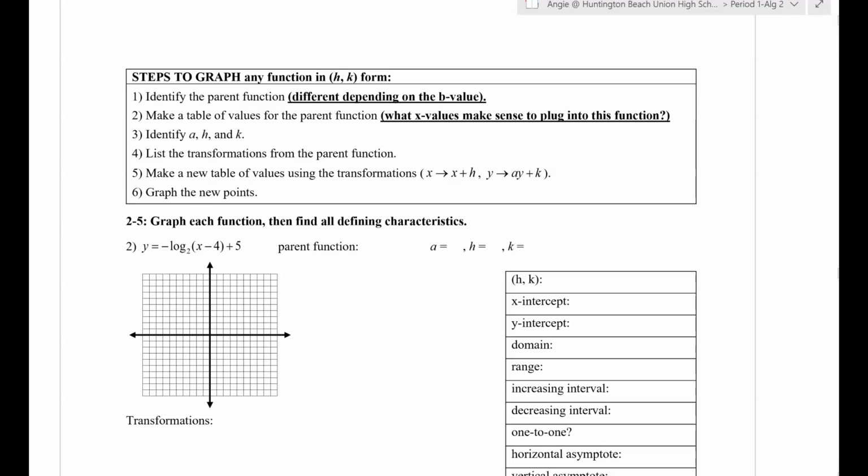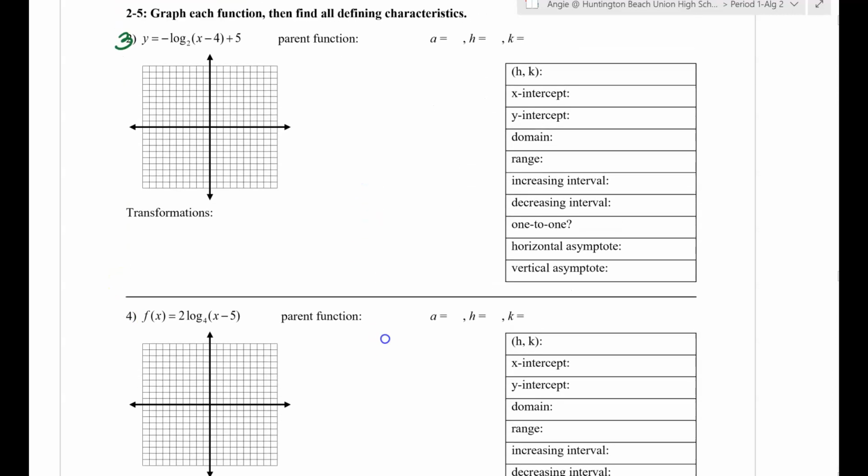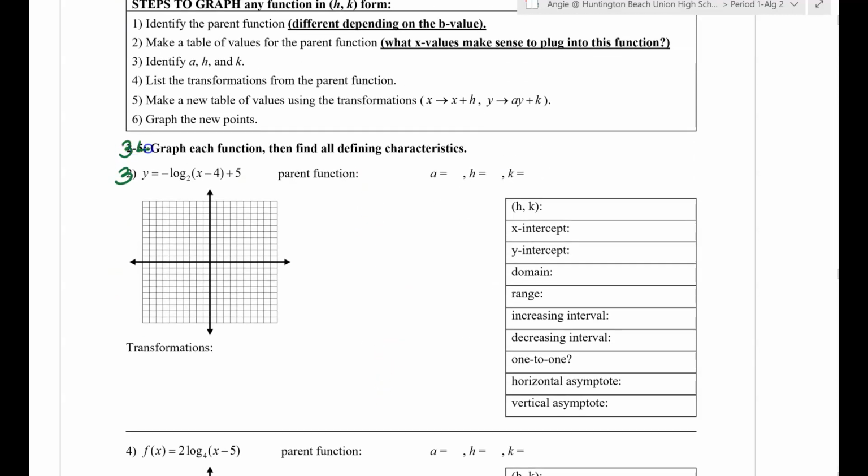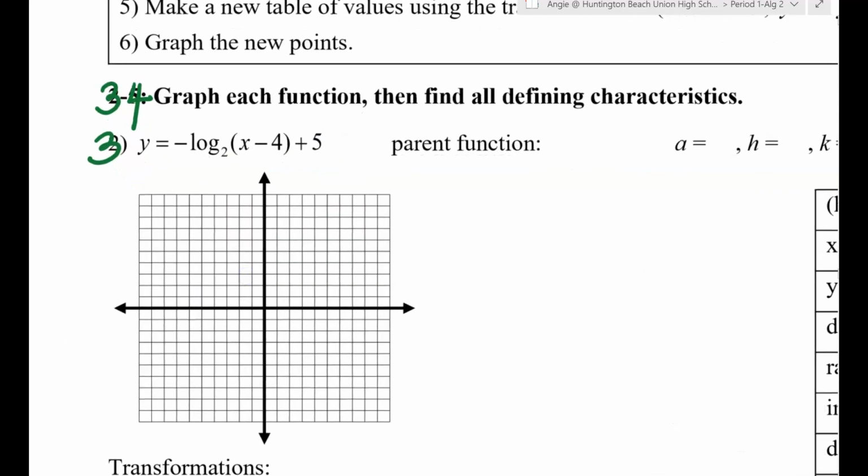Now, this one should say example 3, and this one should say example 4. So just 3 to 4 for me, okay? In examples 3 to 4, graph each function, then find all defining characteristics. Now guys, I want to make these two equations different. So can you do me a favor and change this base, instead of base 2, to base half? Okay, so example 3, y equals negative log base half of (x minus 4) plus 5.